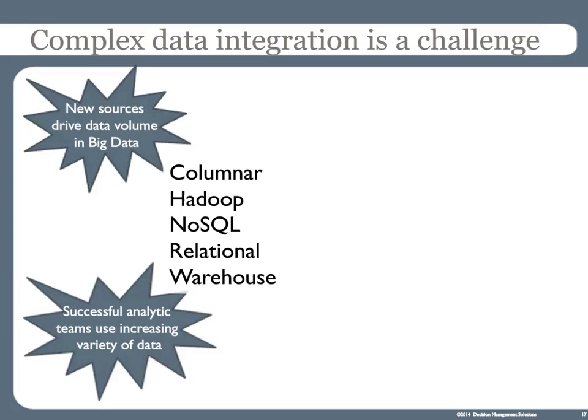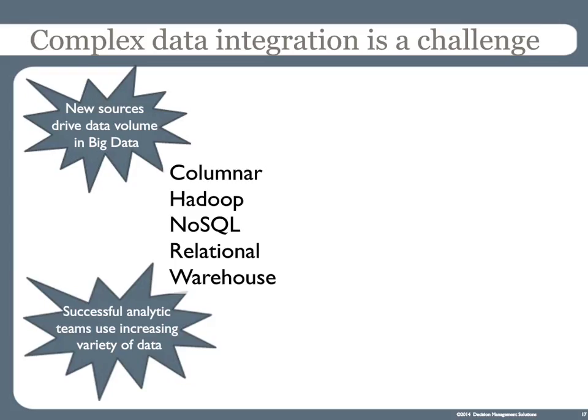Now, of course, those sources might be stored in a relational database or your data warehouse, but they might be in a NoSQL format. They might be something that makes more sense to store in Hadoop or a columnar layout. Lots of different data types, lots of different data formats, lots of different data feeds, and our evidence from our surveys at Decision Management Solutions is that more successful analytic teams tend to use an increasing variety of data. So the more successful you are, the more impact your analytics start to have, the more likely you are to need to bring in still more data types.